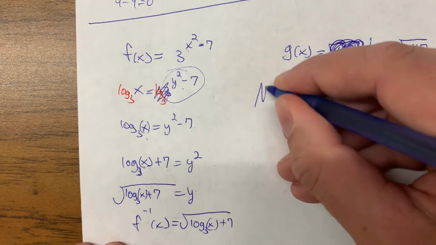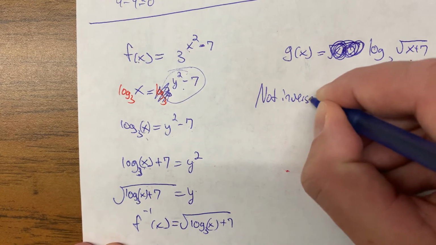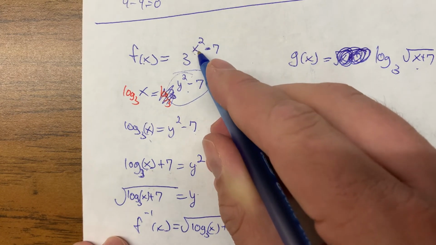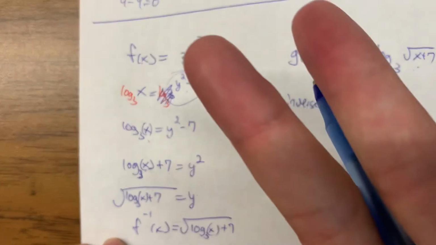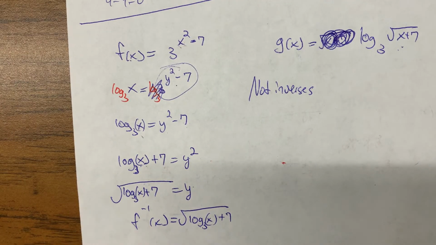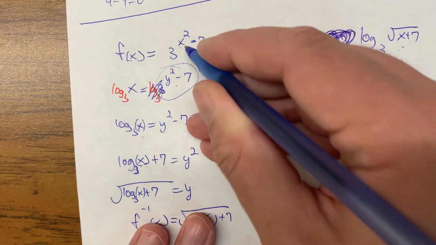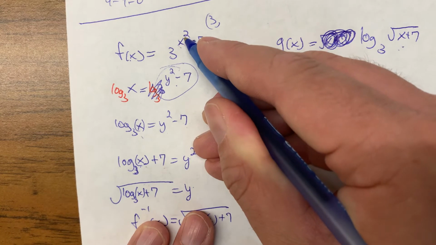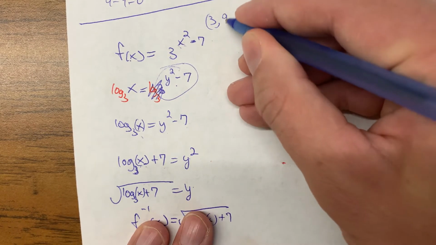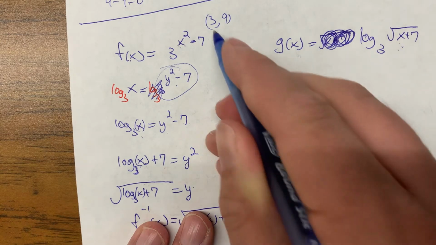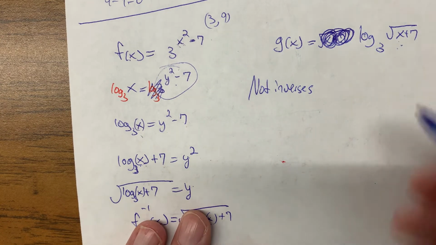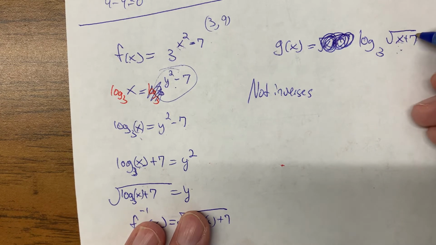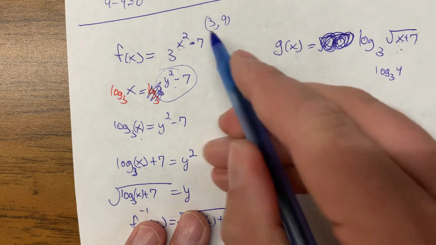These are not inverses. Even though they have the same operations, they won't do it. Another way we could have done it is we could have plugged in a point here and seen what we got out, and then switched the points and seen if we got the right points out. Because remember, anytime we plug in an x, like let's say we plugged in 3 here, 3 squared is 9, 9 minus 7 is 2. So when we plug in 9 here, we should get out 3, and we won't. When we plug in 9, we get square root of 9 plus 7 is 16, square root of 16 is 4. We get log base 3 of 4, which is not 3.